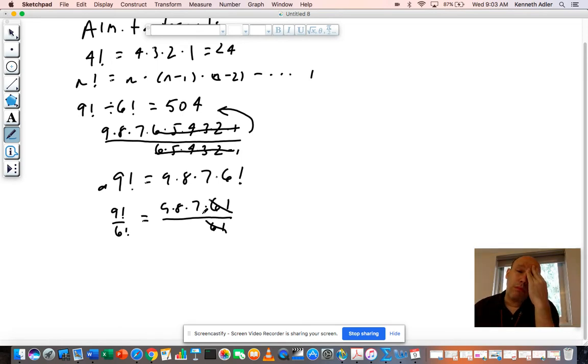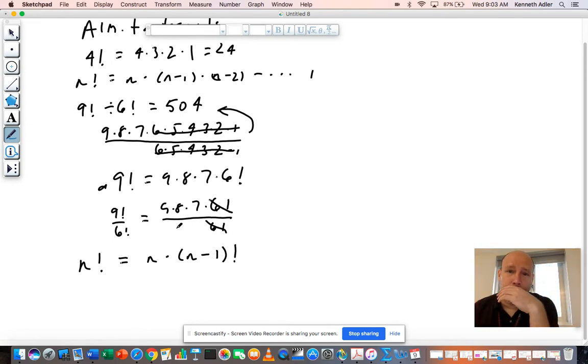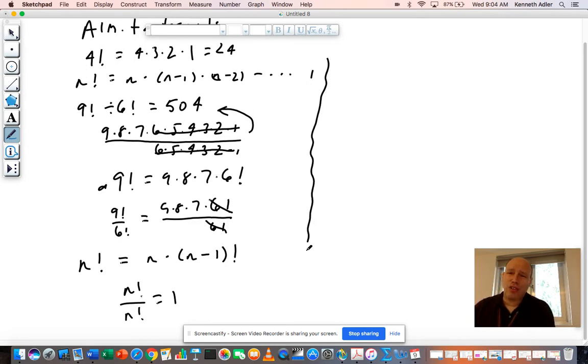Now, we come up with the idea that n factorial is actually equal to n times n minus 1 factorial. And so the question is, does factorial have an arithmetic that we can use? And the answer is no, it doesn't. We do know that n factorial divided by n factorial equals 1, and we know n factorial equals n times n minus 1 factorial, but everything else doesn't work.